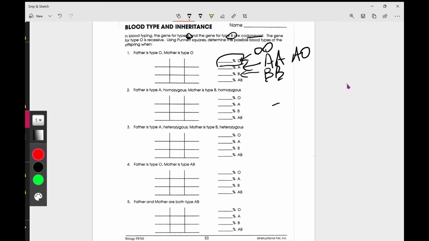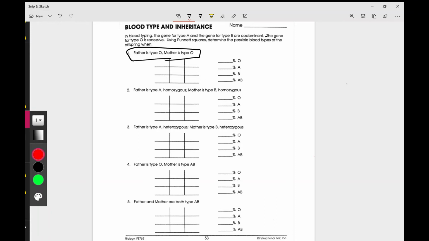Okay, so the first problem's telling us that we have two parents that are O blood type. That means that all four alleles, O, O, O, O, are all O, right? So there's 100% chance that it's going to be O blood. No other option available. Number 2 says, I'm writing all over the place, aren't I?